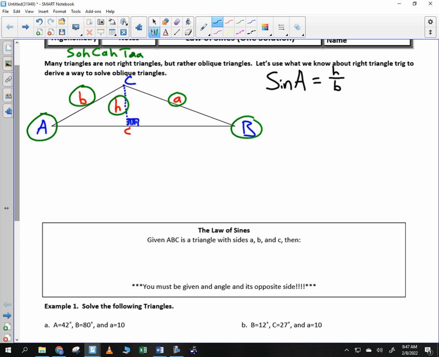There's another trig function that I can use, or another angle I could use, that would also involve side H. I'm going to come on over here to angle B. Can somebody tell me which trig function would deal with angle B, side H, and side A? It would be sine again, wouldn't it? Yeah. And so we're going to write this. Sine of B is equal to H over A.